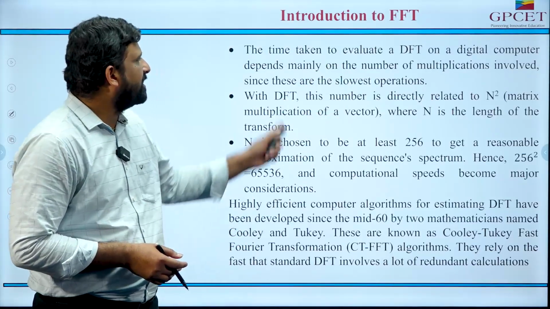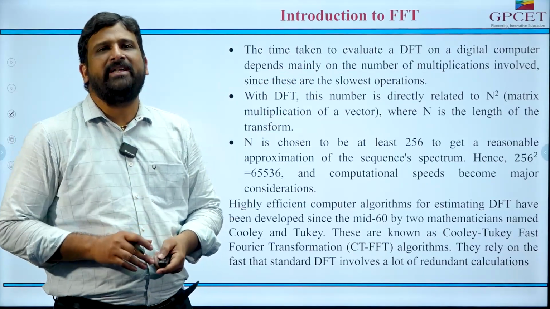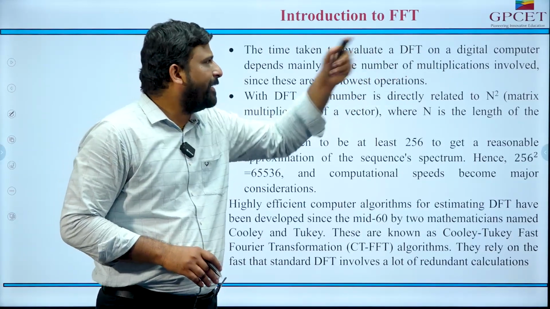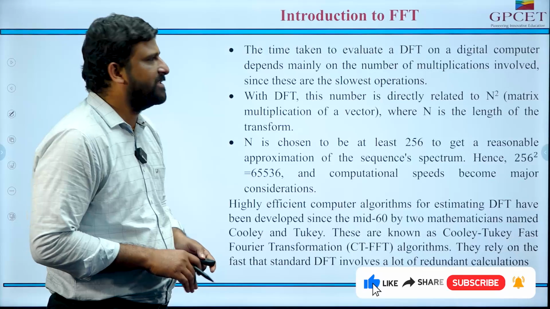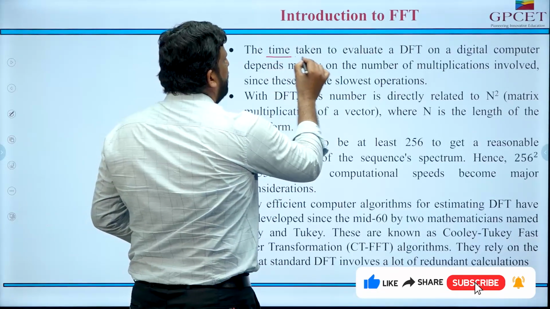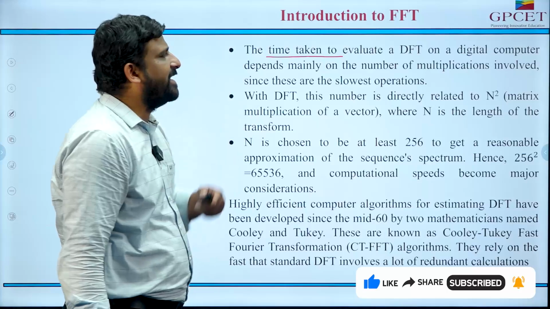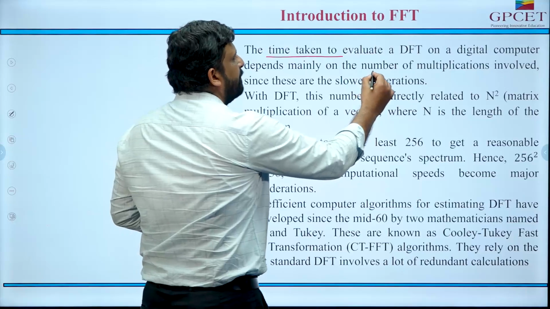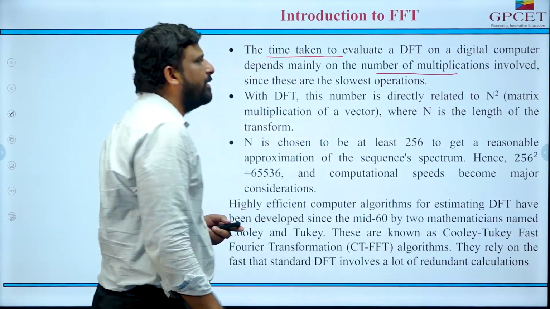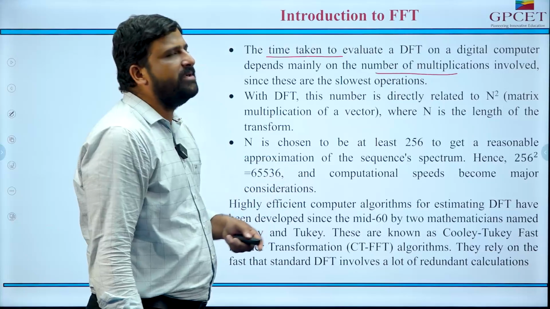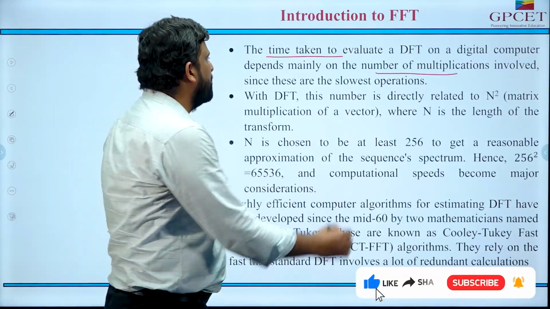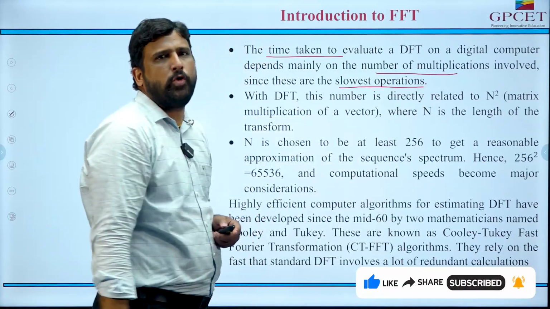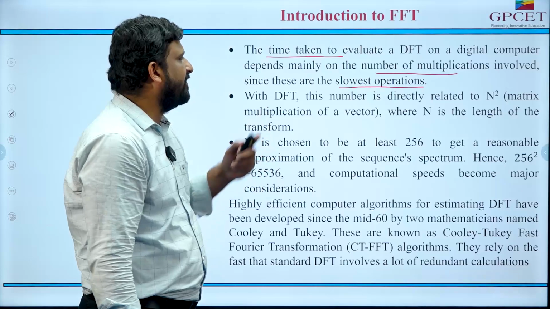So the time taken to evaluate a DFT in digital computers is long, mainly because of the number of multiplications and additions involved. By doing so many multiplications and additions, the digital computers become slower, that is, the operation becomes slower. This is one of the disadvantages of the DFT.